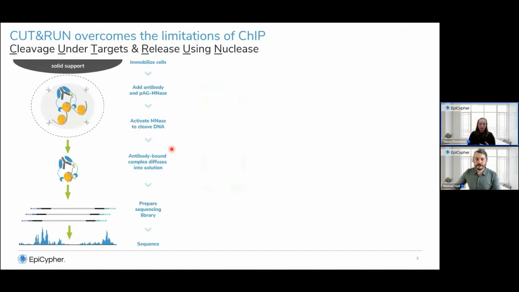CUT&RUN, which stands for cleavage under targets and release using nuclease, is a revolutionary approach that is sensitive, robust, and can be easily scaled for large experiments. In this approach, cells are immobilized on a magnetic solid support. Cells are then permeabilized and incubated with a target-specific antibody, and a protein AG fused to micrococcal nuclease is added. This protein is responsible for the selective cleavage and release of the antibody-bound chromatin. Cells remain on the solid support while the CUT&RUN DNA is purified from the supernatant, and this DNA is then further processed through library prep and sequenced using next-generation sequencing.